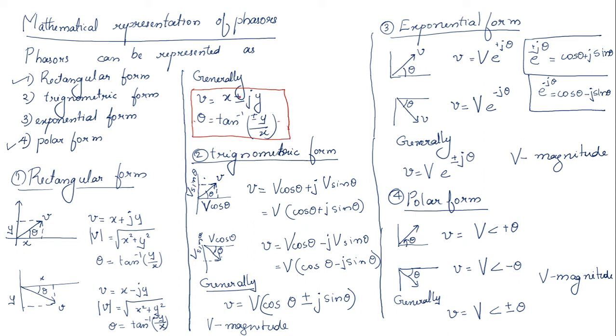X plus or minus jy. Then second case, that is trigonometric case, we can use or we can study this general expression. In the exponential form you can use this method, and for the polar form you can use this method for representation.